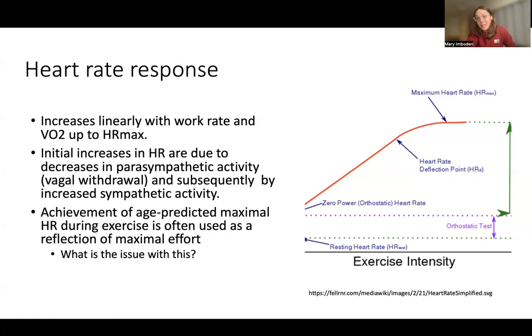Now, the issue there is that if you were to prescribe me exercise based off of the age predicted max heart rate of 195, that would be really challenging for me to meet. Actually, I wouldn't meet it because my heart rate max is going to plateau, right? Even if you prescribe 90%, I'd be at max or not able to reach it. So those are just some things to consider when using age-predicted max heart rate in exercise prescription.